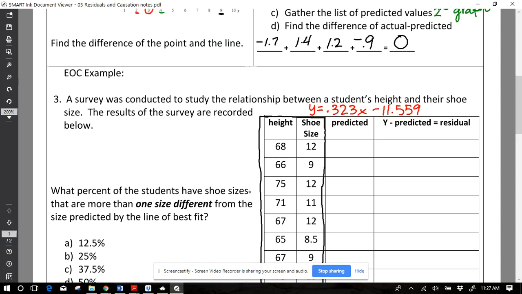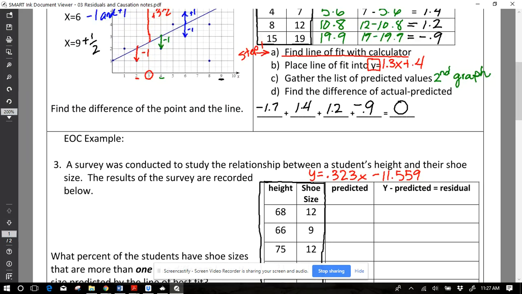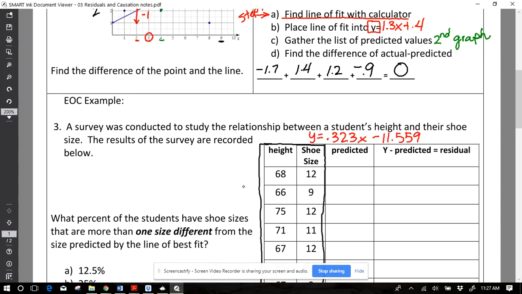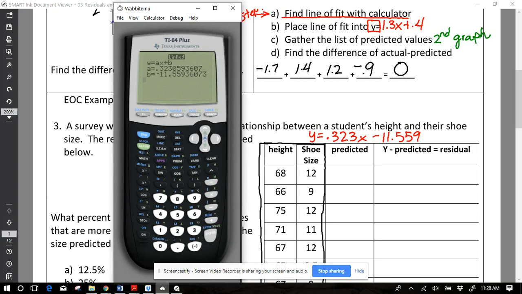I am following the steps that I did up here. Step 1 was find my line of best fit with the calculator. Step 2, place the line of best fit into y equals. That's where I am now, so let's go to y equals. I'm going to place this in: 0.323x minus 11.559. Now I'm doing step 3: second graph, and here is my list of predicted values.